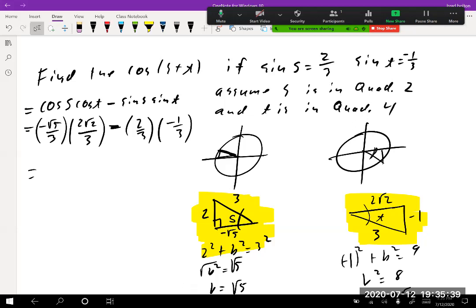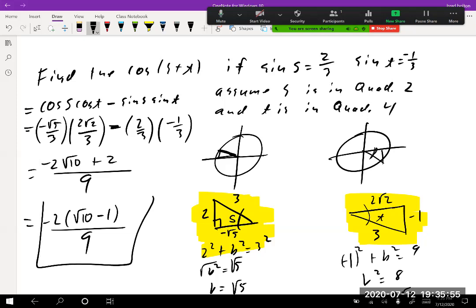So this will be what? Negative 2 square roots of 10 plus 2, all over 9. So we could factor the negative 2 out, and that would leave us with square root of 10 plus 1, all over 9. And that would be our answer. And that's without us even knowing the angles, okay? So that's something nice that you can do if you know a little bit of information, okay?